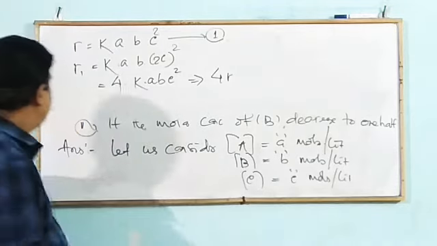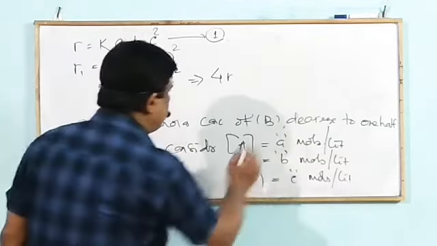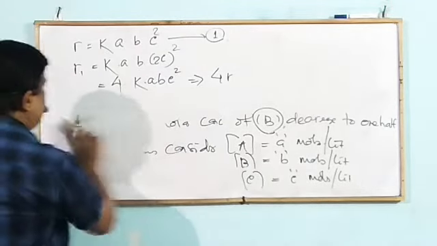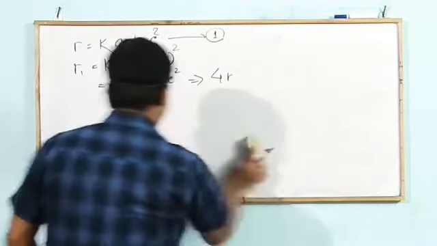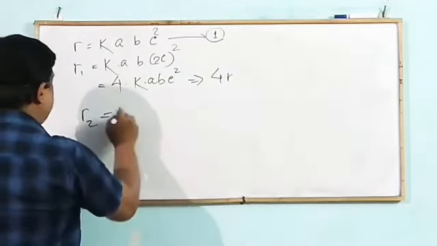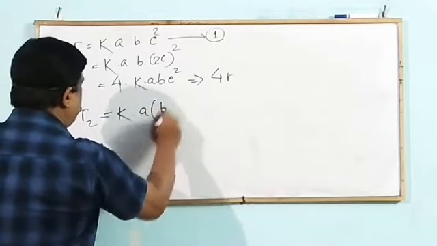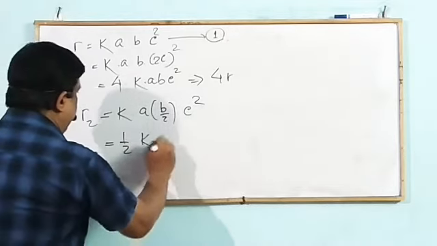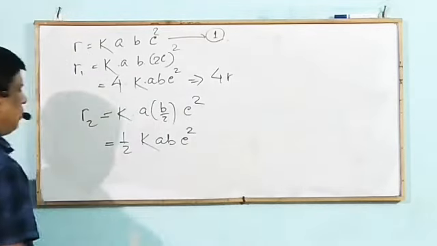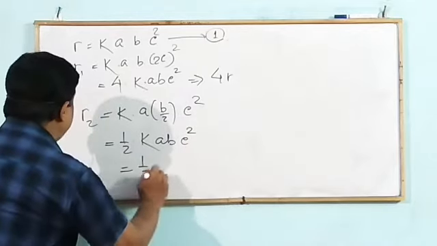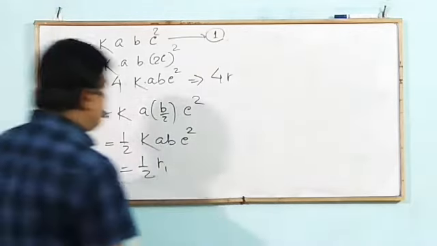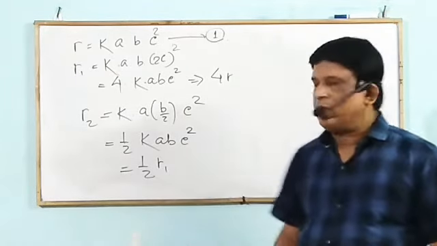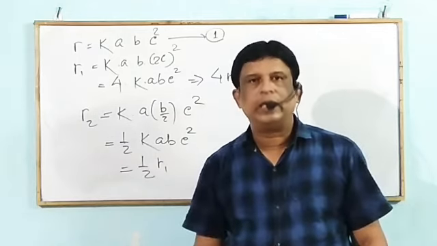Move to the second one. What is the second one? The molar concentration of B is reduced to half. That means, mark that, R2 is equal to K, A, B by 2, C square, or is equal to 1 by 2, K, A, B, C square, which is equivalent to half R1. So from this expression it is clear that the rate of reaction becomes half if the molar concentration of reactant species, that is B, is reduced to half.